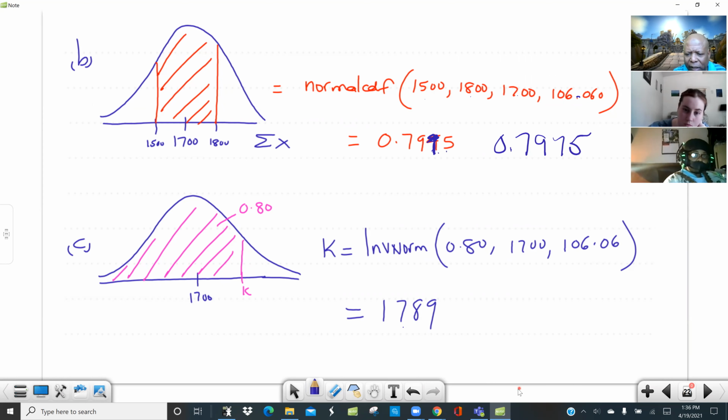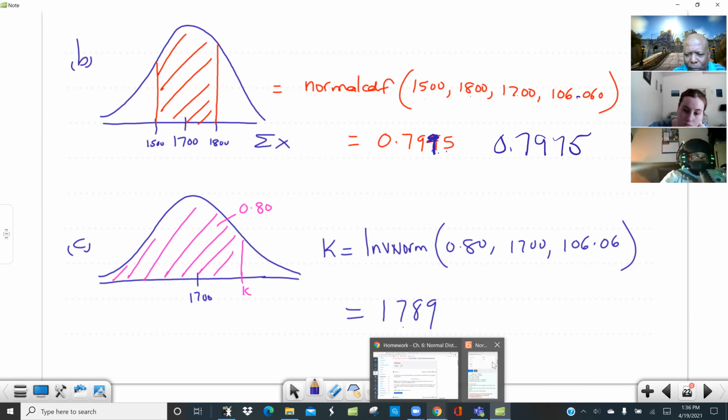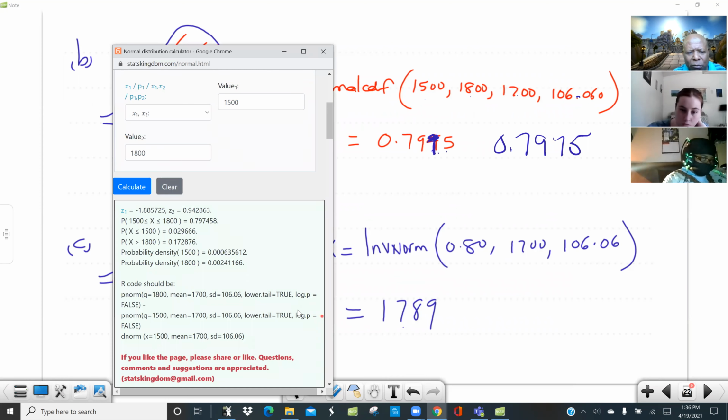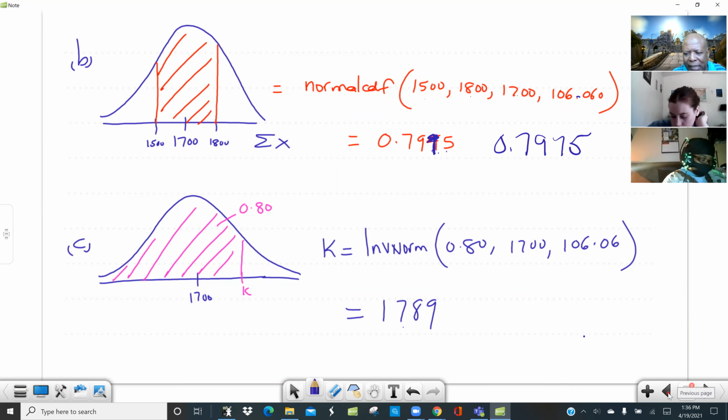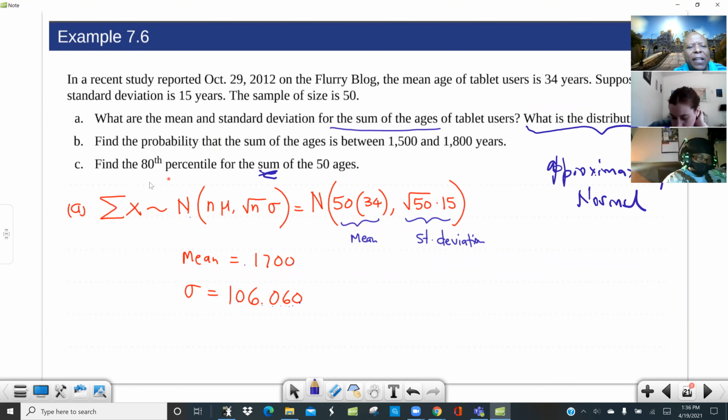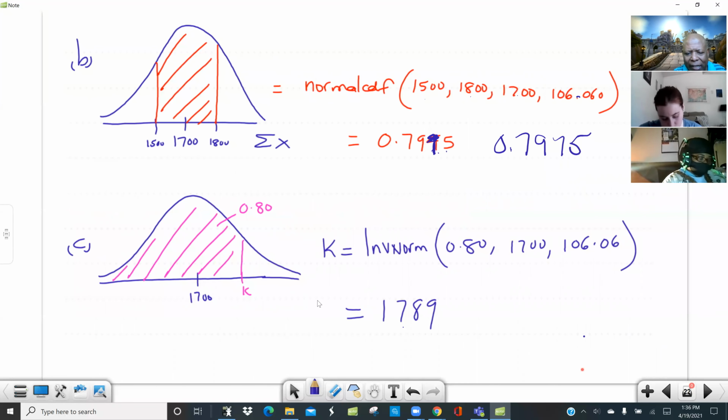Yeah, so really it is the same old stuff with the normal distribution. You just have to make sure that you really know what is happening. Part C, find the 80th percentile for the sum of the 50 edges. So now they are asking for the value K, which leaves an area in the left of 0.80.